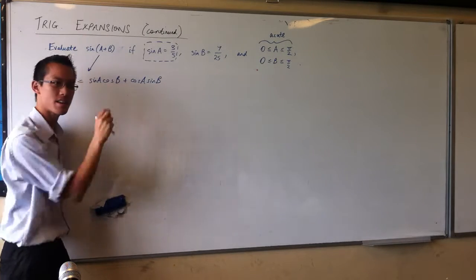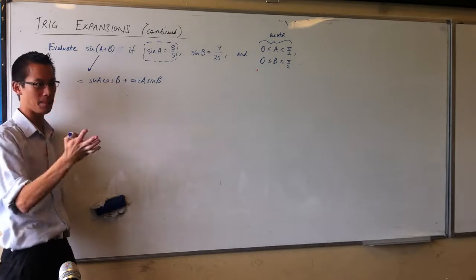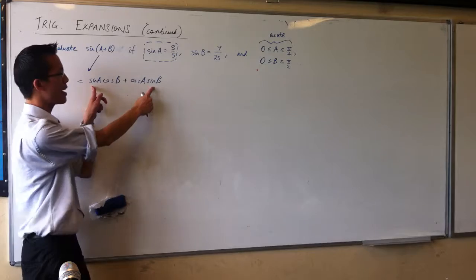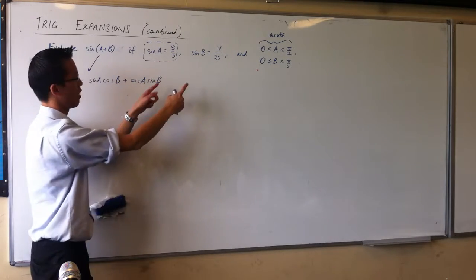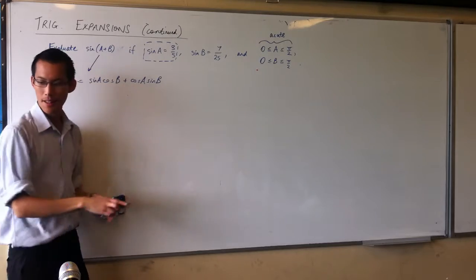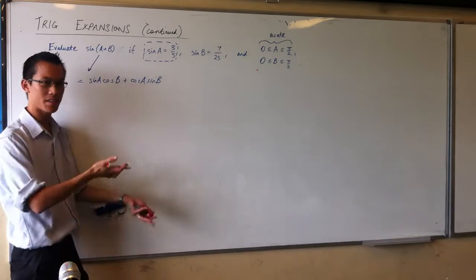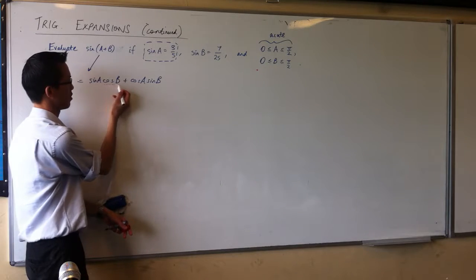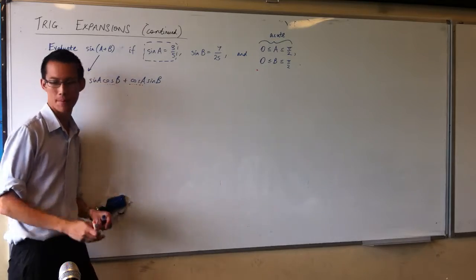Now, you look at this and you think, okay, this is partly better, because I've got a sine A and a sine B here, both of which I know the values of, right? So I can sub them in, okay? But then, you realize you've made things better and worse at the same time, because you've got these cos terms hanging around, right? So what am I supposed to do with them?